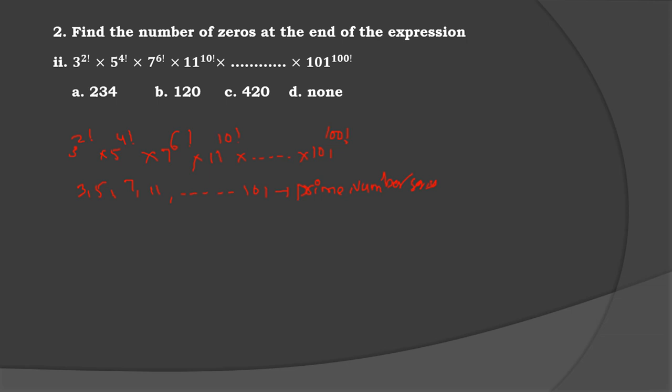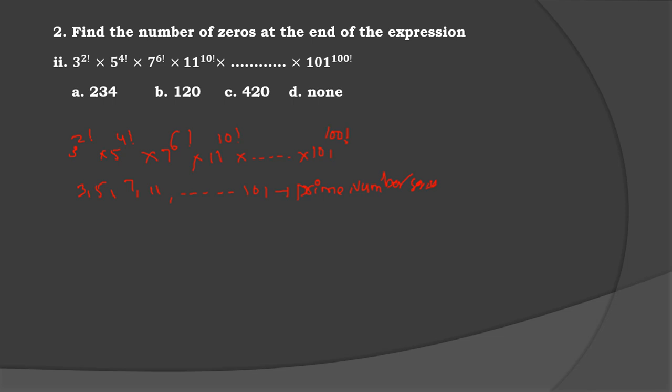3, 5, 7, 11, what is the prime number series? 3, 5, 7, 11, 13, 17, 19, 23, 29, 31. So look at the series. Did you find any 2 multiples here? We didn't find any 2 multiples here, so that's why.